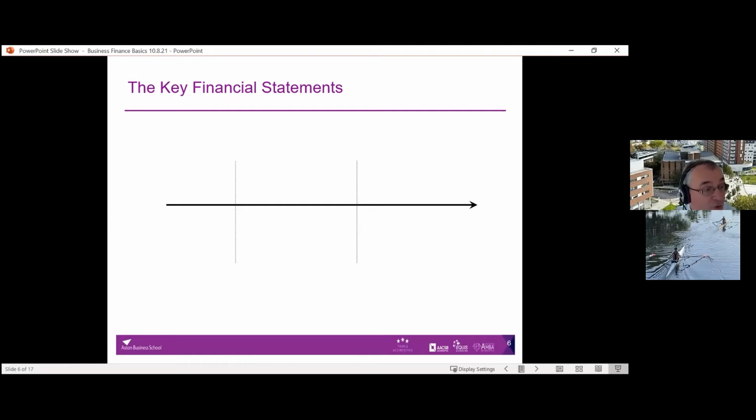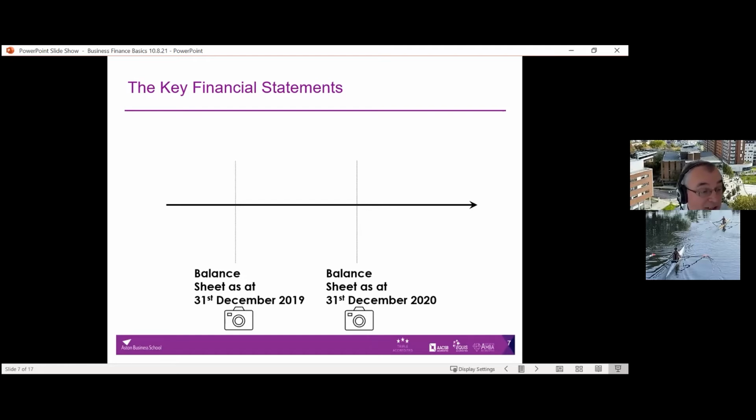So I want you to imagine the horizontal line on the screen with the arrowhead that represents the progress of time. And the two dotted vertical lines are therefore moments in time. And an accountant draws up the balance sheet to represent the financial position of the organization at that moment. And an organization's financial accounts will typically have two columns of numbers, numbers for the most recent year end and for the prior year end. So that's why we've got the balance sheet as at the 31st of December 2019, balance sheet as at the 31st of December 2020. These photographs.